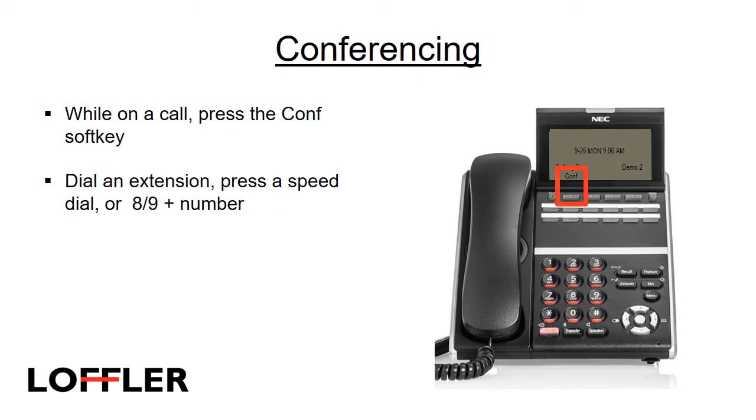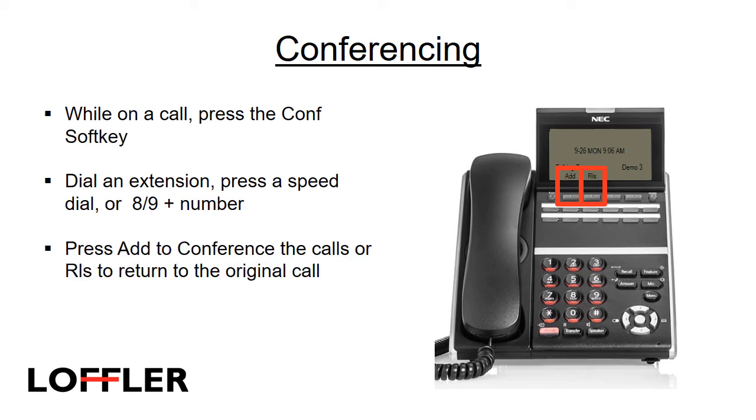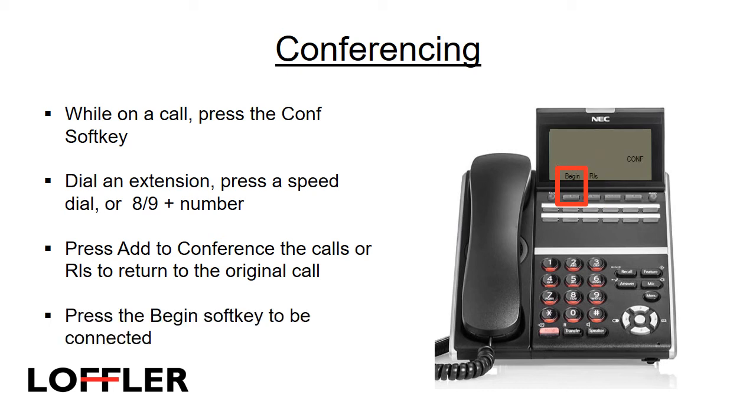To conference a party into a connected call, press the Conference soft key. Dial an extension, press a speed dial, or dial the trunk access code 8 or 9, and then the number of the person you would like to add into the call. Press Add to conference the calls, or Release to return to the original call. Press the Begin soft key to be connected.